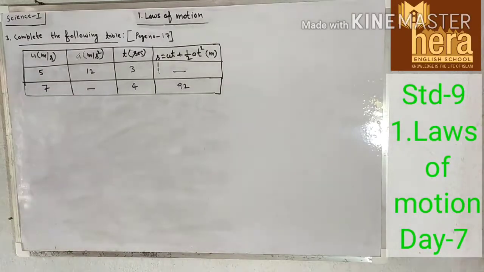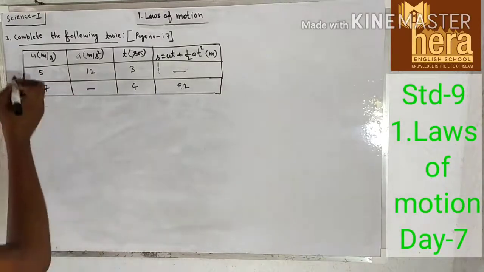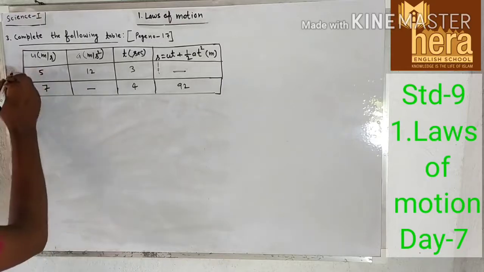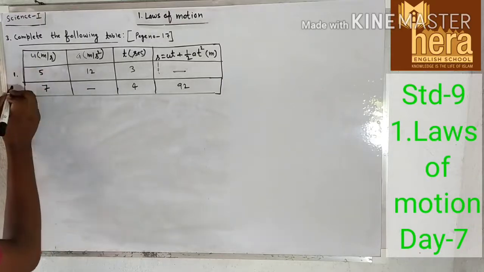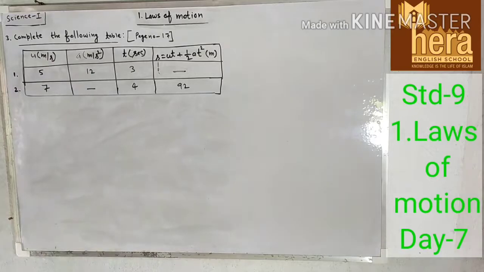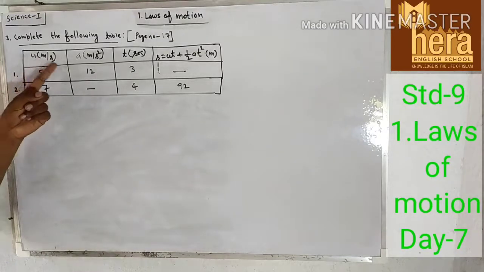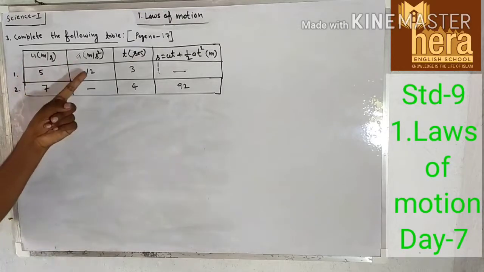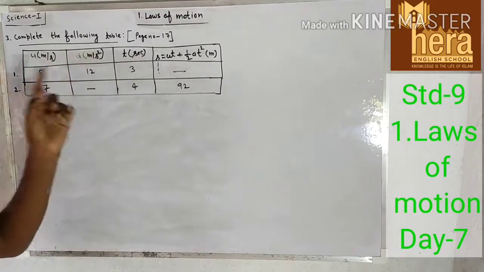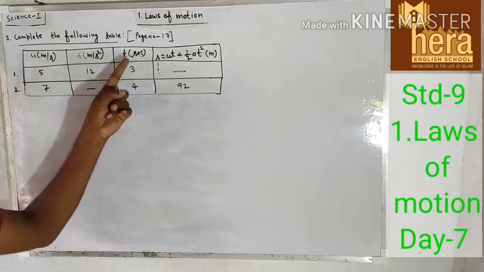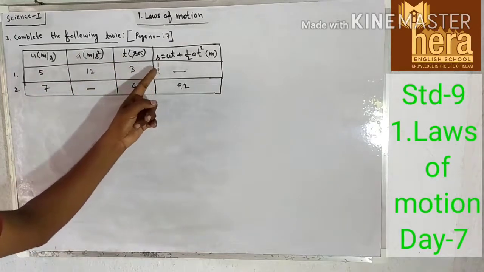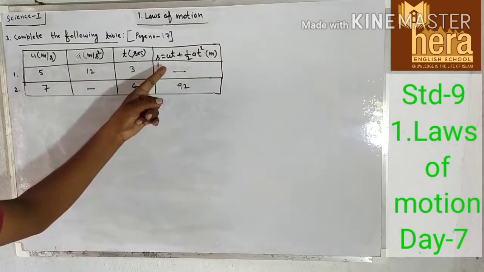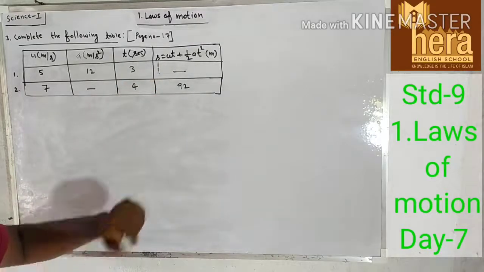This is second table. Say this is first, this is second, right? So here U is equal to 5 meter per second. A is equal to 12 meter per second square. T is equal to 3 seconds. S is equal to question mark. We have to find the value of S. S is the displacement, okay?